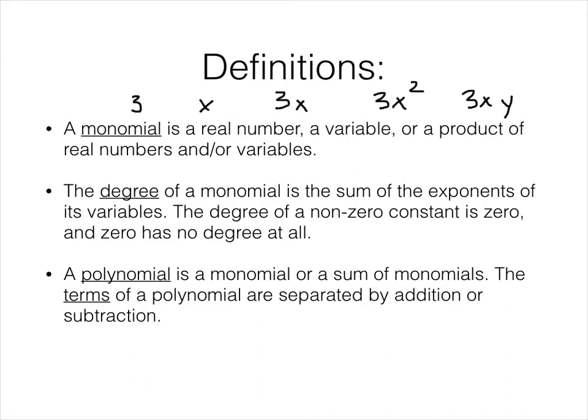The degree of a monomial is the sum of its exponents on the variables. The degree of a non-zero constant is 0, and 0 has no degree at all. And we'll do some examples in coming slides.